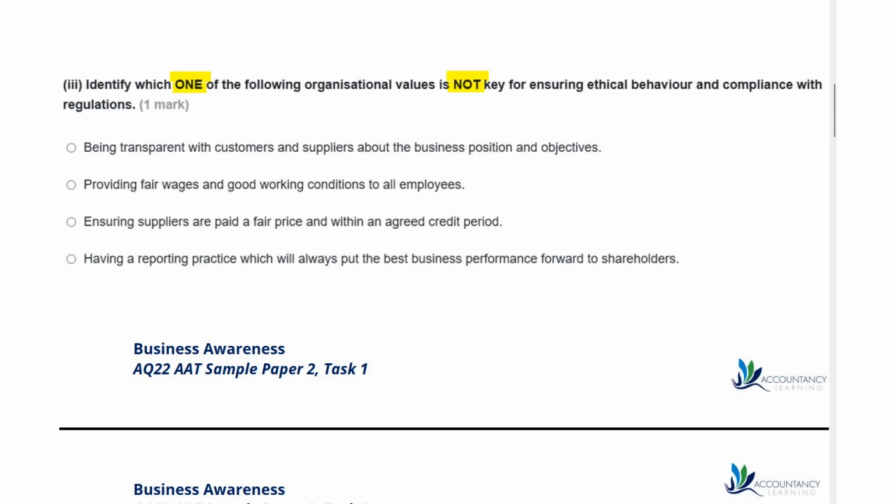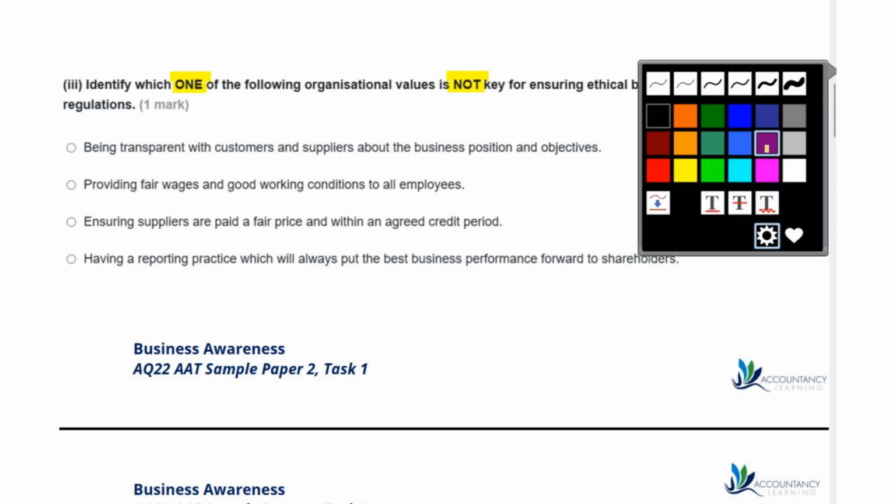So there's things like the national minimum wage, and there are also things in place to protect workers' rights with regards to working conditions. Ensuring suppliers are paid at a fair price and within an agreed credit period. So this is also an ethical way to behave, to make sure that we are paying our suppliers and we're paying them a fair price and within the agreed period. So the last one then is going to be our answer.